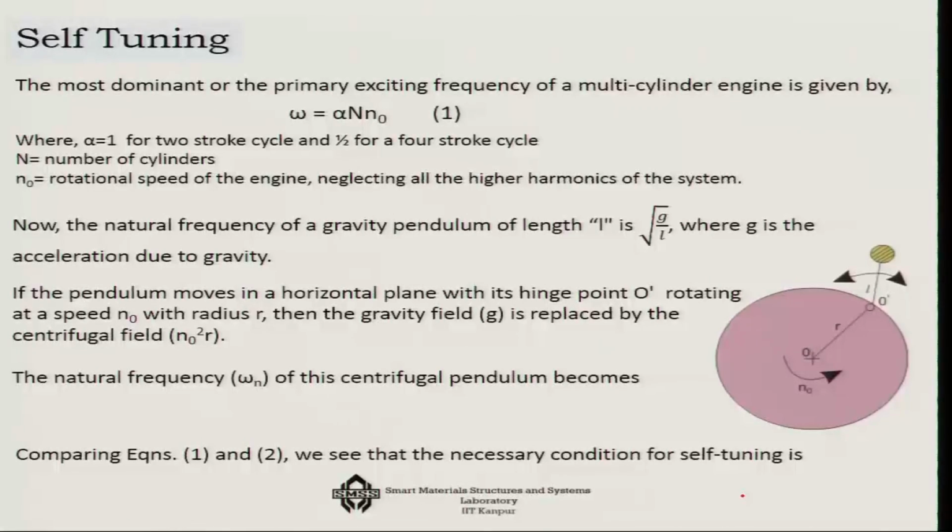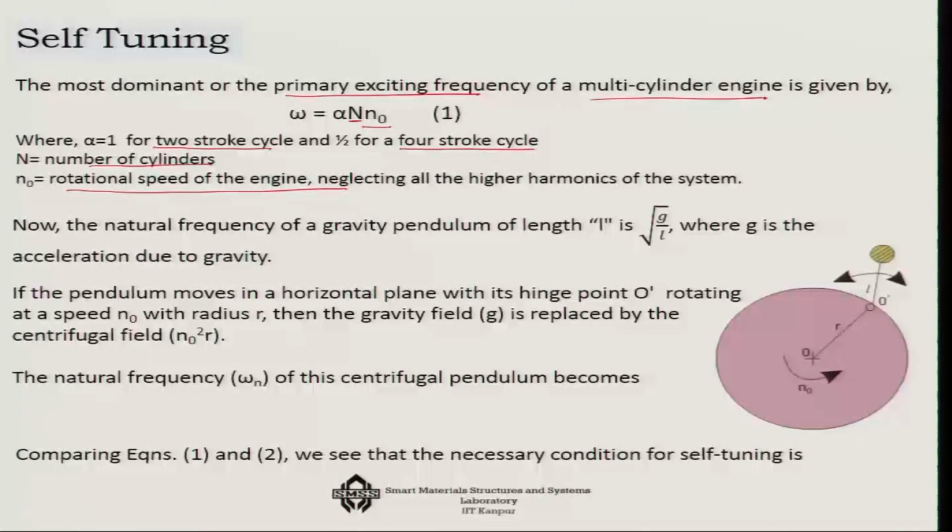Now, we will discuss the case of self tuning. In this case, the excitation frequency, depending on whether it is a 2-stroke cycle or a 4-stroke cycle, will have an alpha, where alpha equals 1 or half, and then you have n, which is the number of cylinders, and then you have n0, which is the rotational speed of the engine. If you neglect all the higher harmonics, that is a very simplified version of the primary excitation frequency that can come to a multi-cylinder engine.